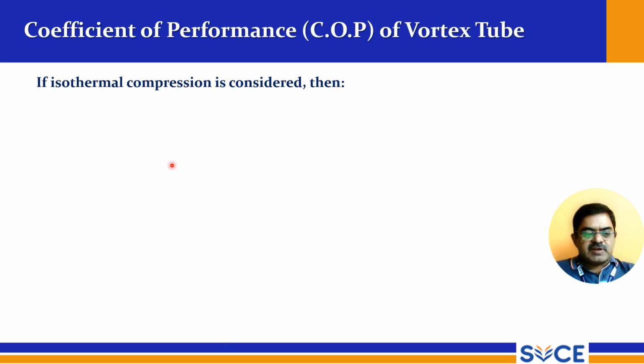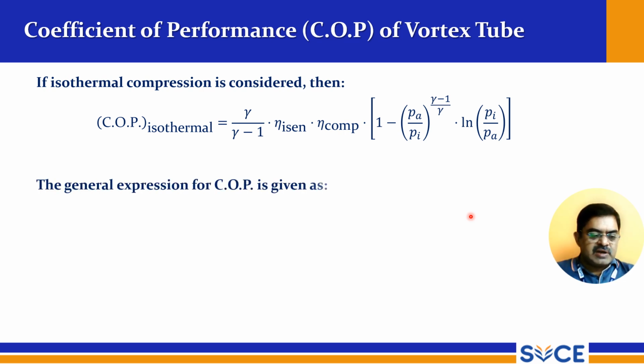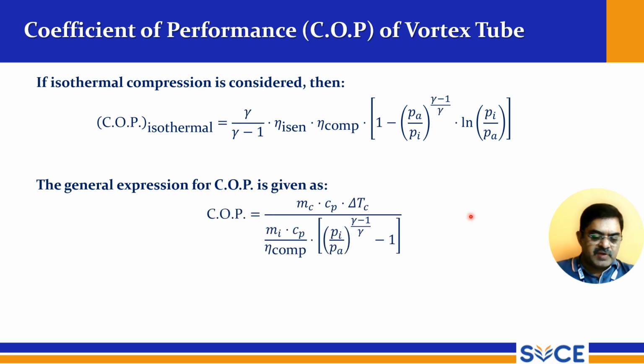If isothermal compression is considered, then the COP isothermal is equal to gamma divided by (gamma minus 1) into isentropic efficiency into compression efficiency into (1 minus (Pa by Pi) to the power (gamma minus 1) divided by gamma) into natural logarithm of (Pi by Pa). So this is the governing equation, and the general expression for COP is modified like this.